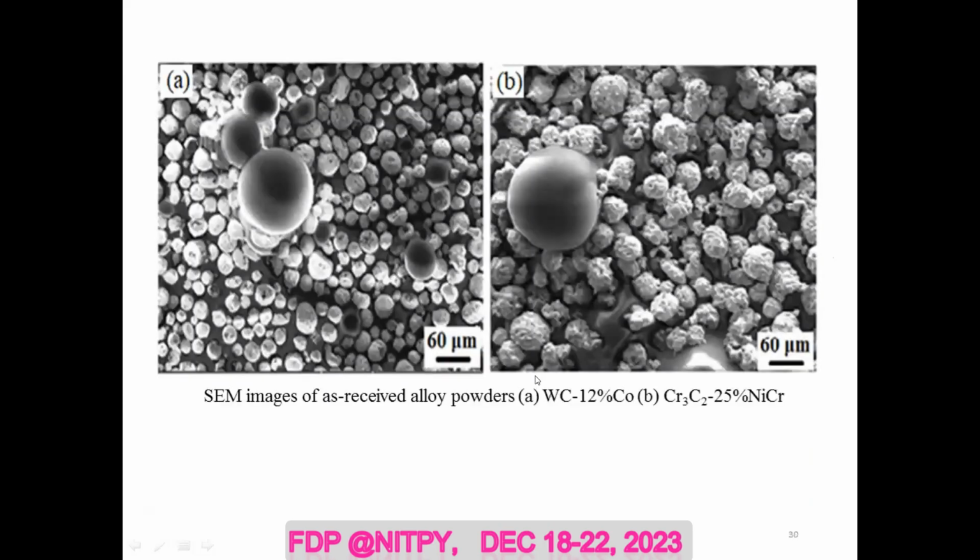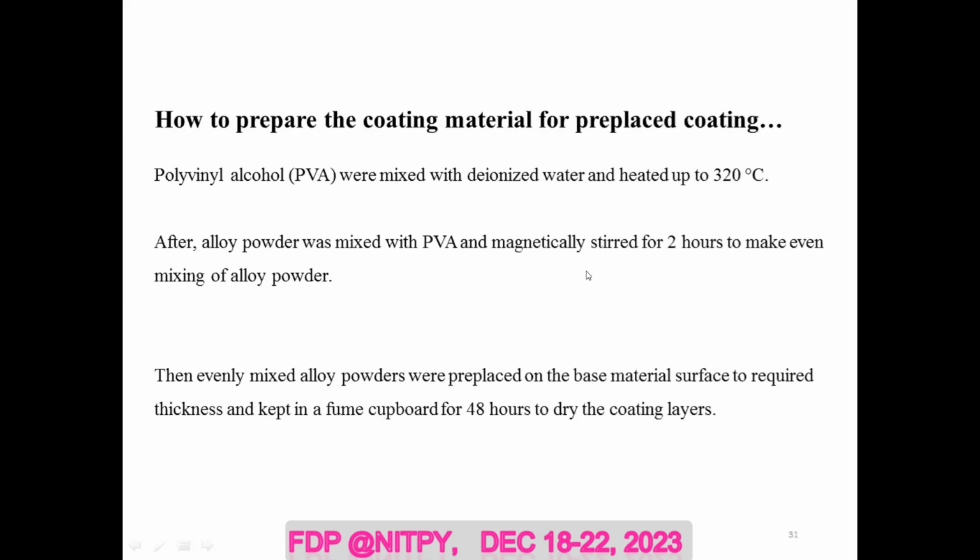We can see the FESEM images of the as-received alloy powders, WC12Co and chromium carbide nickel chromium alloy powders. And here we have done pre-placed coatings. Actually, this kind of coating is very effective for research purposes. We do not need to contact any industries to do the cladding or coating, which would create other issues and also be expensive. But the pre-placed coating is very effective for our research purpose, and the procedure is very simple.